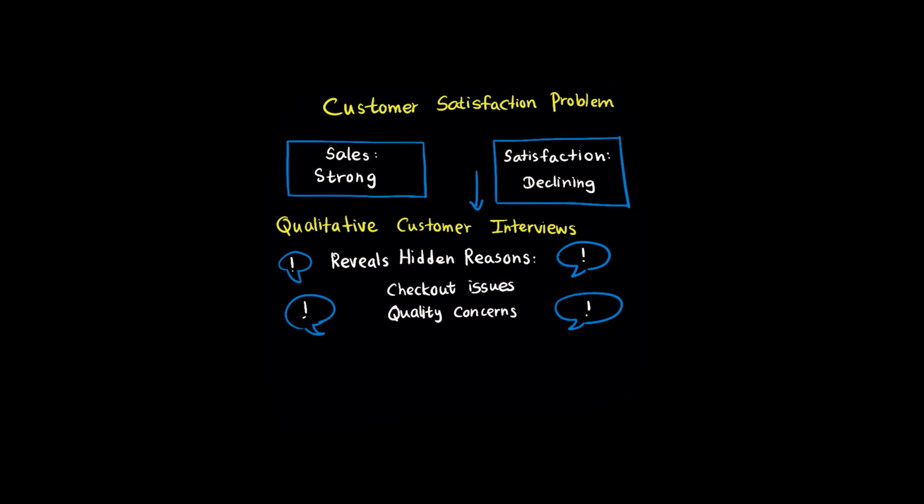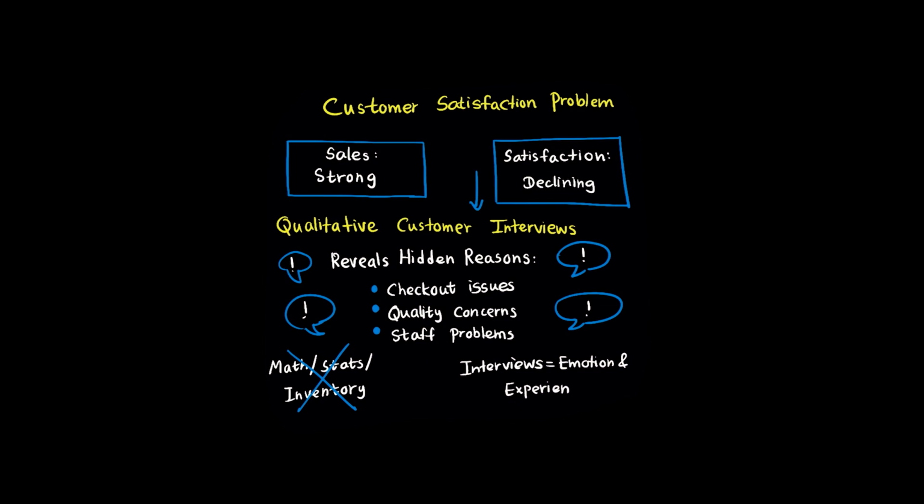Mathematical calculations would only show us profits and sales trends, but they can't reveal these human experiences. Statistical modelling predicts future patterns, but misses the emotional story. Inventory analysis is completely unrelated to understanding feelings. Only qualitative interviews can dig into the subjective reasons, the emotions, and the personal experiences that numbers simply cannot capture.